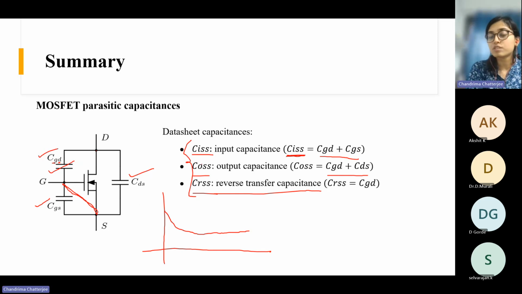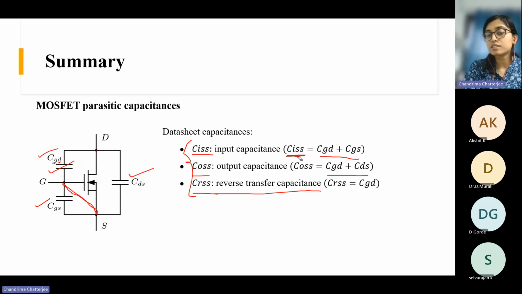You can see any MOSFET data sheet and check the values, right? CISS is the largest one, and then COSS, and CRSS is the smallest one. So these are the parasitic capacitances, and they will be specified at a particular VDS, right? Because they are not constant and vary with the voltage, that's why they specify these values at a particular VDS.